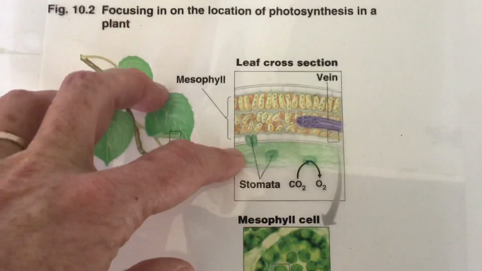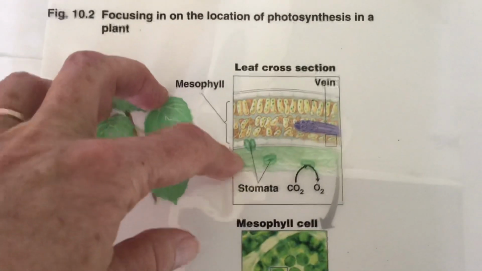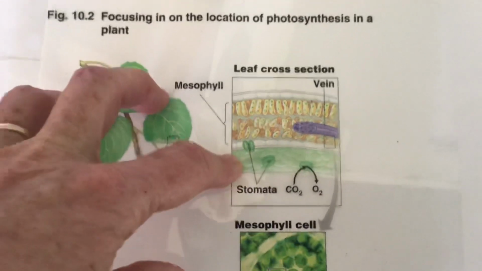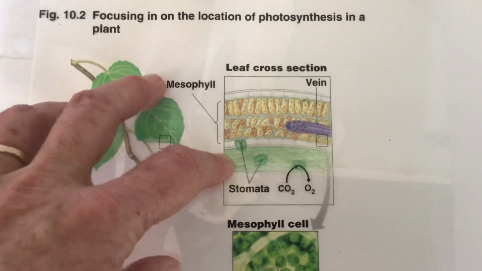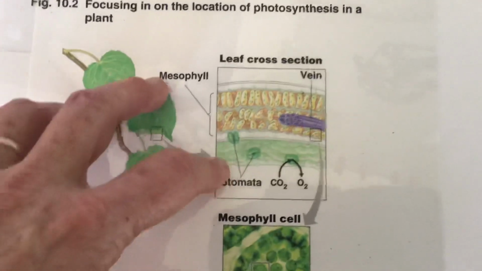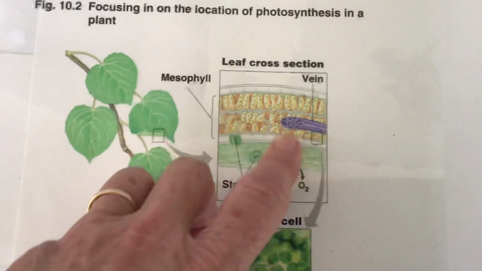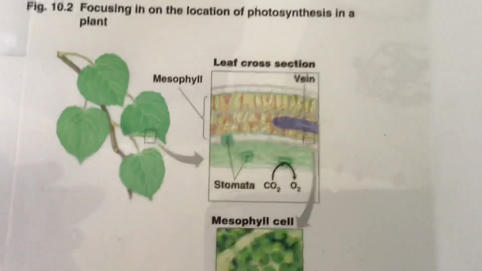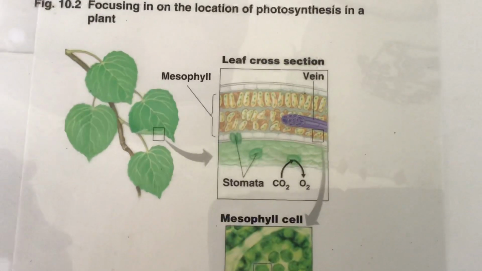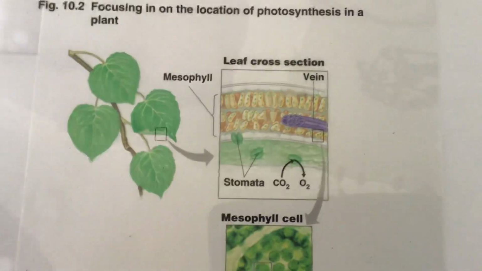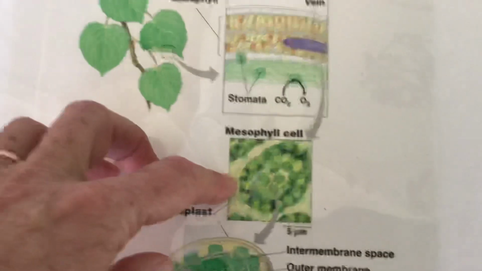If the water gets really low, they close, and if it's high to moderate, then they will open up. If they're open, they can take in carbon dioxide, they can take in or release oxygen, and they can release or take in even water vapor. So these mesophyll cells are the photosynthetic cells.